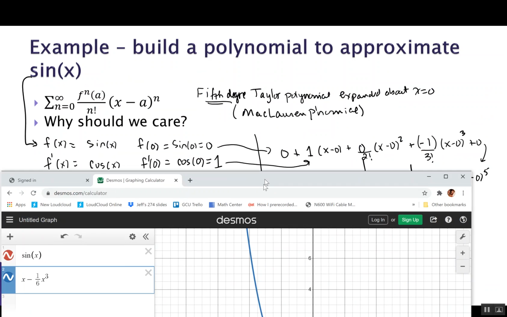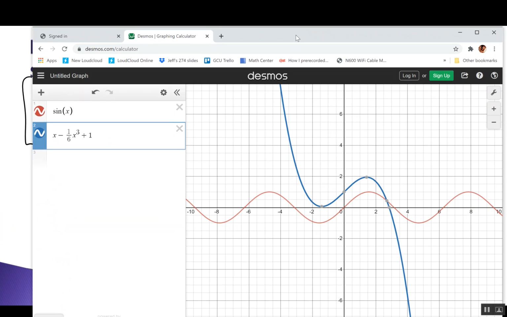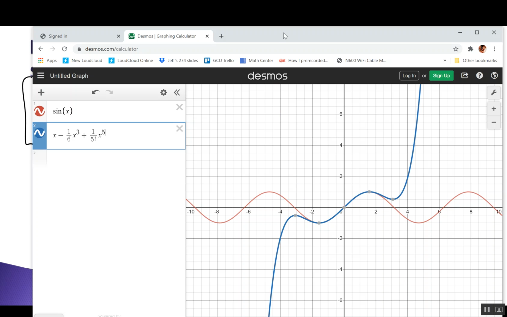Let's put in our next term that came out not to be 0, which was 1/20th x to the 5th. Let me actually just put 1 over 5 factorial x to the 5th. Bingo, there's that. Look at that. It expands a little bit farther. I have a little bit longer and better approximation. Let's go a couple more. The next term works out to be 1 over 7 factorial, x to the 7th. You can see I get a better approximation, plus 1 over 9 factorial, x to the 9th.